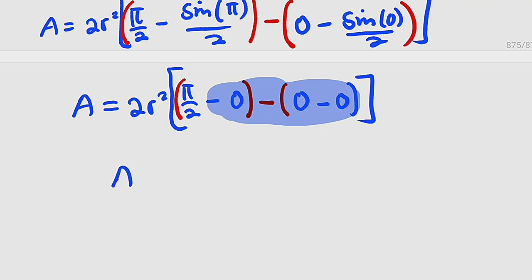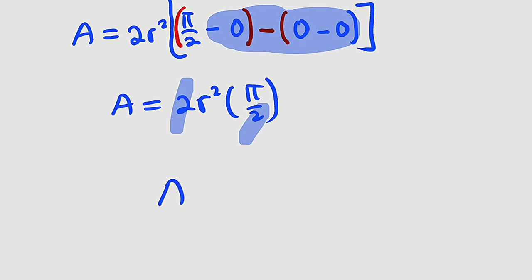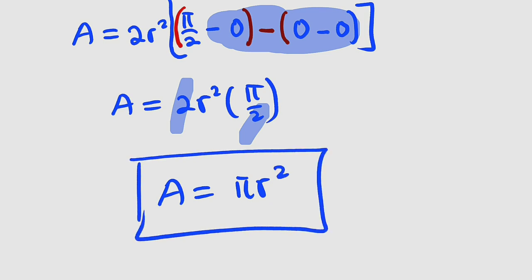Therefore, our final answer is A equal to 2r squared multiplied by pi divided by 2. And 2 will cancel 2 right here. All we have is r squared times pi, which can now be written as A equal to pi r squared. Final answer. And hence the area of a circle is pi r squared.